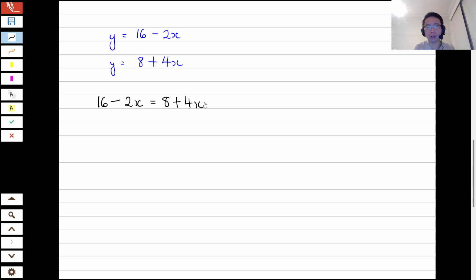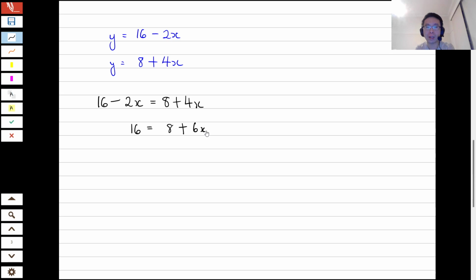And now I have a linear equation in x that I can solve. I have an x term on both sides. So what I will want to do is perform an operation involving x on both sides of the equation so that I only have one x term left. So what I'm going to choose to do is add 2x to both sides, which will leave me with 16 equals 8 plus 6x.